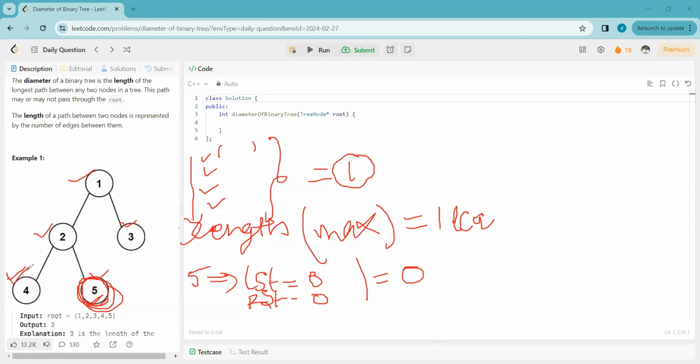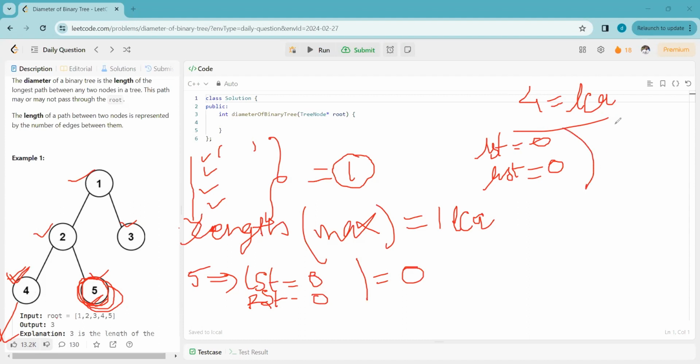let's take 4 as the lowest common ancestor. If 4 is our lowest common ancestor, then in the left subtree of 4, we will find the maximum height of any node. The maximum height of any node is 0 in the left subtree, as well as in the right subtree. That means the maximum length of any pair of nodes which contain 4 as the lowest common ancestor is also 0. So we have seen for 4 it is 0, for 5 also it is 0.